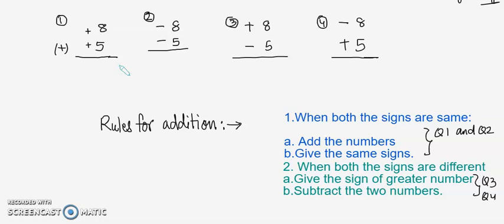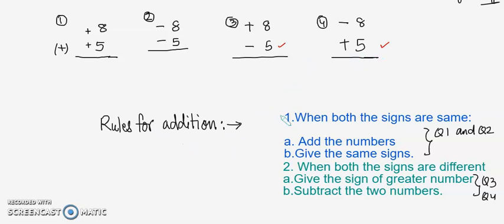or integers. So there are just 4 situations which we will come across, and all those 4 situations I am discussing. The first question has both the numbers positive. Second question has both the numbers negative. In the third question, first one is positive whereas the second one is negative, and the opposite is in the fourth case, that is first one is negative and second one is positive.